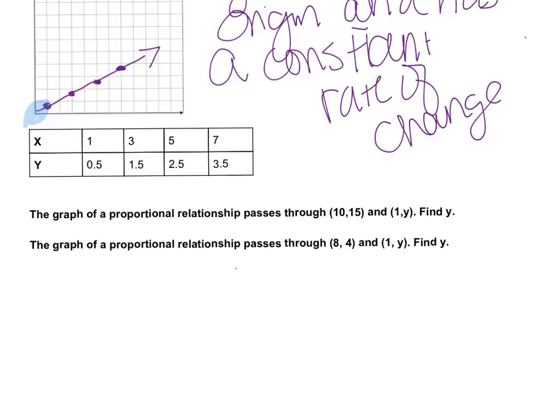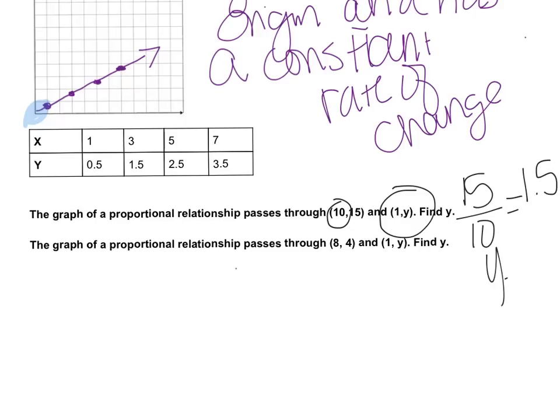The graph of a proportional relationship goes through 10, 15, and 1, comma, y. Find y. Well, the way to find y there is to have this 10 be a 1. The way to make that 10 a 1 is do 15 divided by 10, and you do 15 divided by 10, you get 1.5. So y equals 1.5.